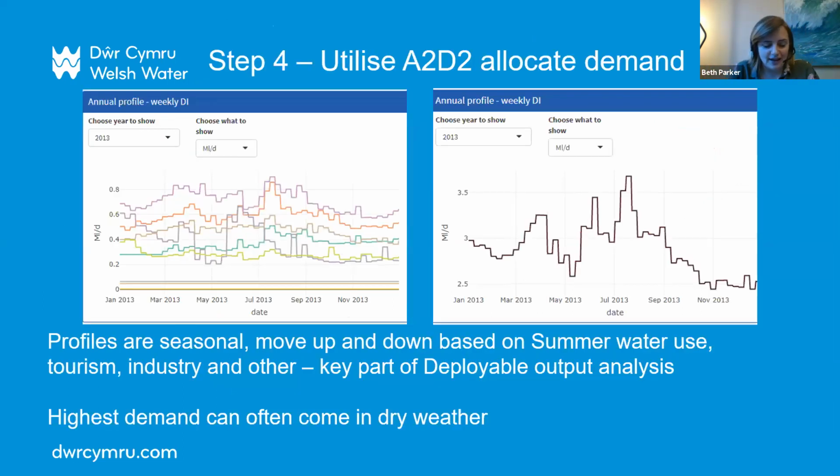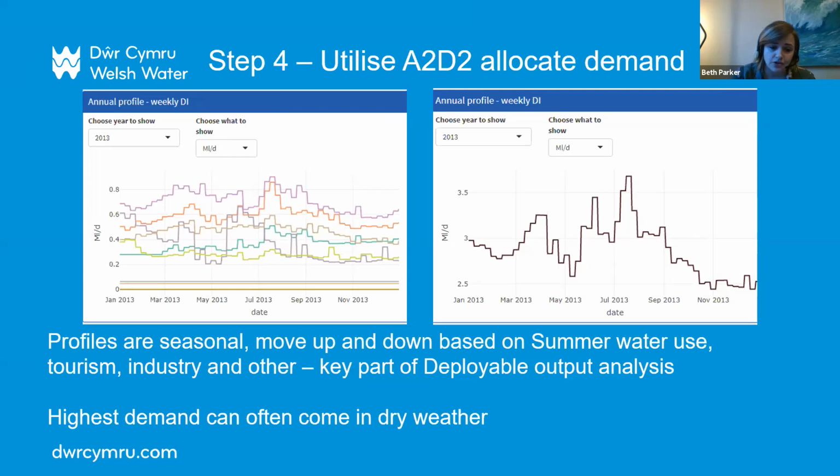So after we've allocated all of our SDMAs into our demand centers, we then utilize A2D2 to allocate demand. The way that A2D2 works is it takes into account our reference allocation, and it looks at the demand data that our leakage team has collected, and it creates profiles which factor up and down the demand based upon seasonal changes. So if you look at the graph on the left, you can see Strata North is a demand center with 7 SDMAs in it, and those different colorful lines are the different SDMAs in the profile and how they change over the year selected here, which is 2013.